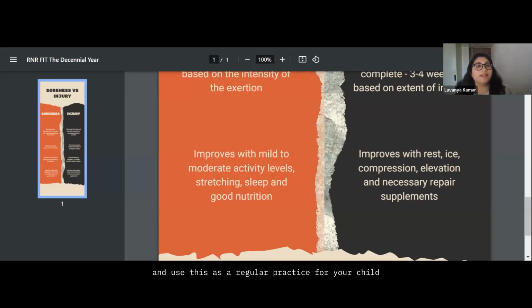And you can go ahead and use this as a regular practice for your child, and even for yourself. It becomes very easy for you to understand what your body is going through at that particular point in time for you to make any decision about it. But if no other question is there, then we're good.